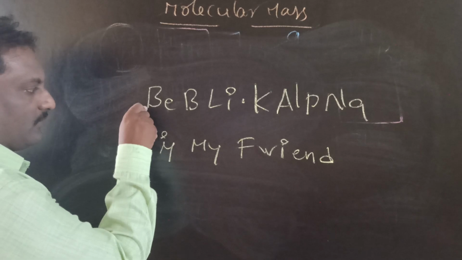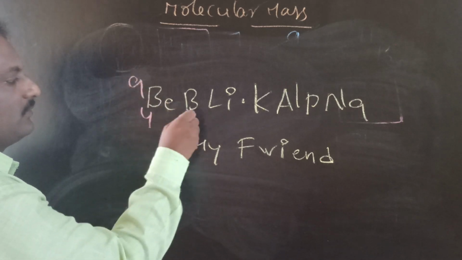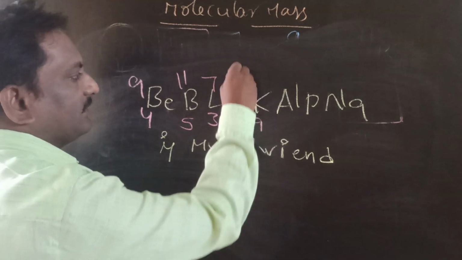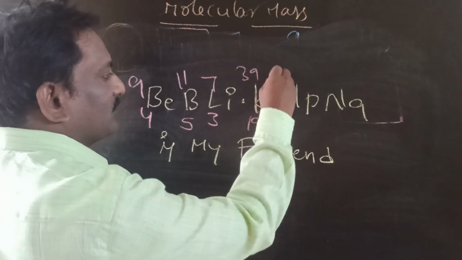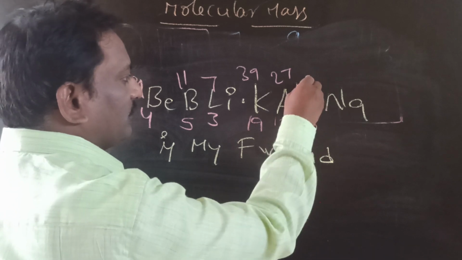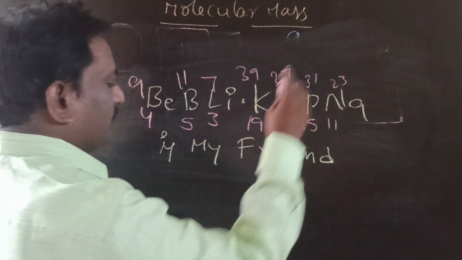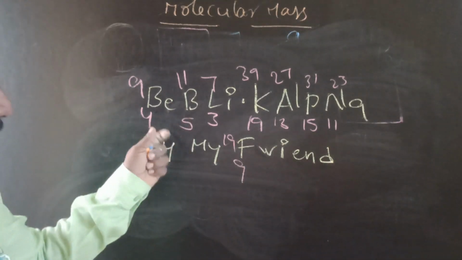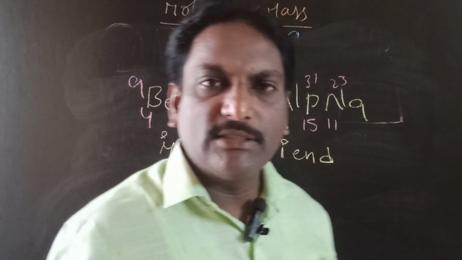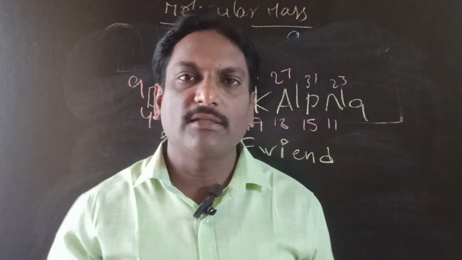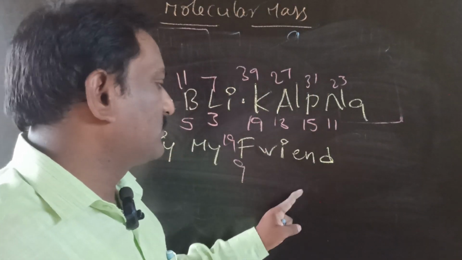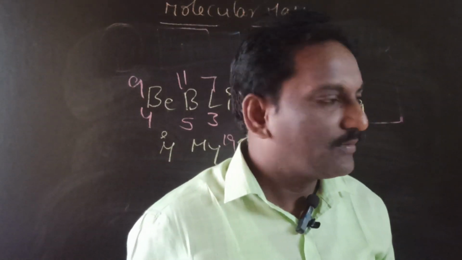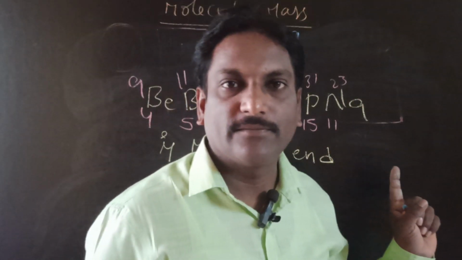Beryllium 4, 9; boron 5, 11; lithium 3, 7; potassium 19, 39; aluminum 13, 27; phosphorus 15, 31; sodium 11, 23; and fluorine 9, 19. If you remember this keyword, it is very easy to understand the atomic masses of these elements. So, Beverly Kalpana is my friend. Please remember it in this way. Is it clear to you, my dears?